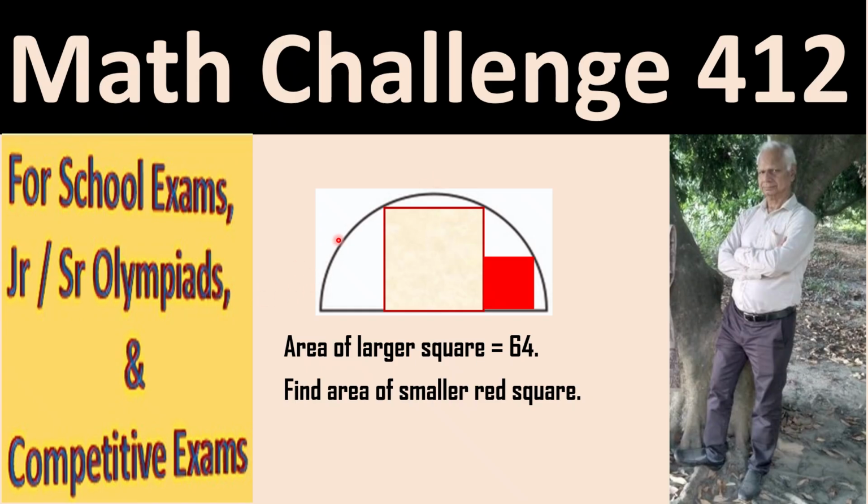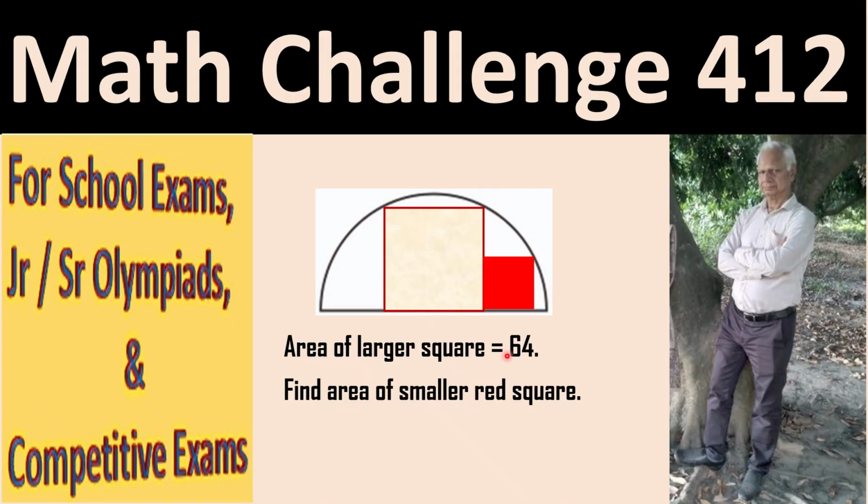In Math Challenge 412, we are given a semicircle, a larger square, and a smaller square. The larger square is symmetrically placed. That means the bottom side of the larger square coincides with the diameter, and the midpoint of the bottom side coincides with the center of the semicircle. And we have a smaller red square.